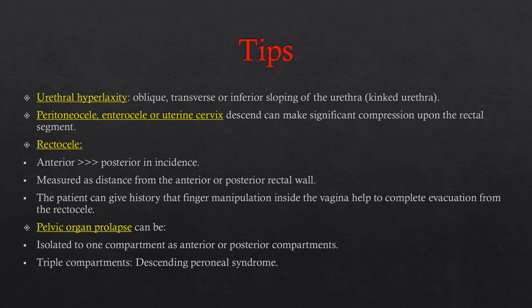Rectocele can be anterior or posterior, but anterior is much more common and is measured as a distance from the anterior or posterior rectal wall, as we saw before. The patient can give a history that finger manipulation inside the vagina helps complete evacuation of the rectocele. Pelvic organ prolapse can be isolated, either anterior compartment, posterior compartment, or something like this. If we have triple compartment involvement, anterior, middle, and posterior compartments, we call it descending perineum syndrome.